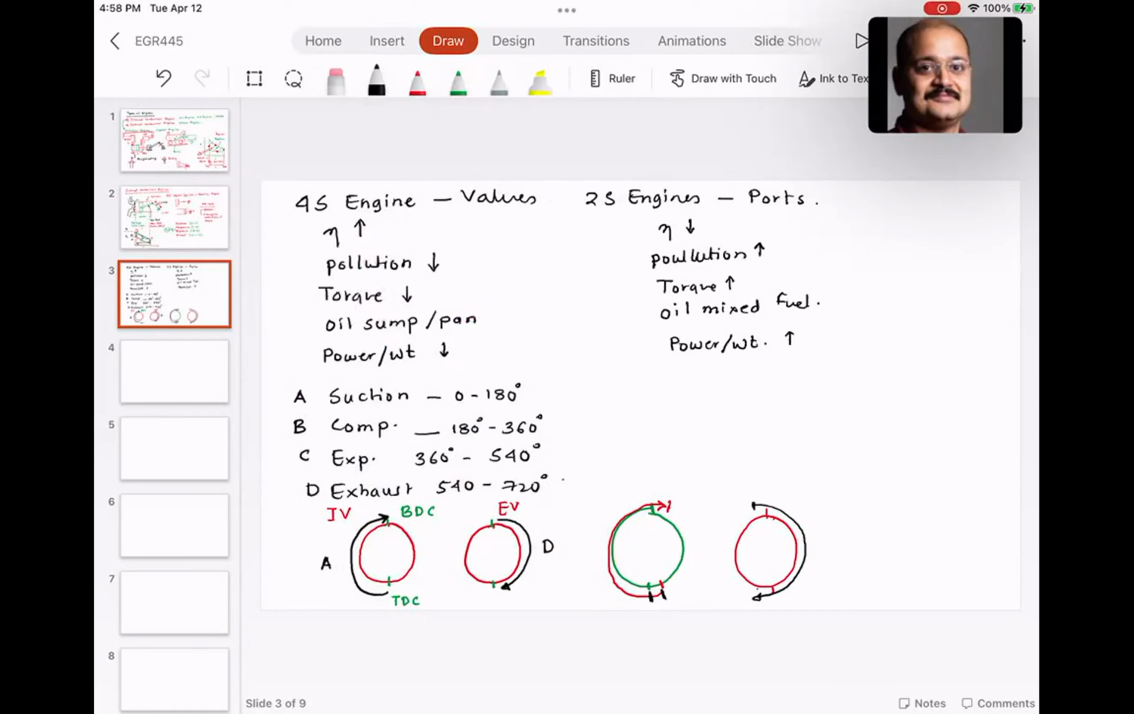In the case of two-stroke engine, you do not have valves, you have ports. The way it works typically in two-stroke engine, you have something called a transfer port, and the engine is something like this.